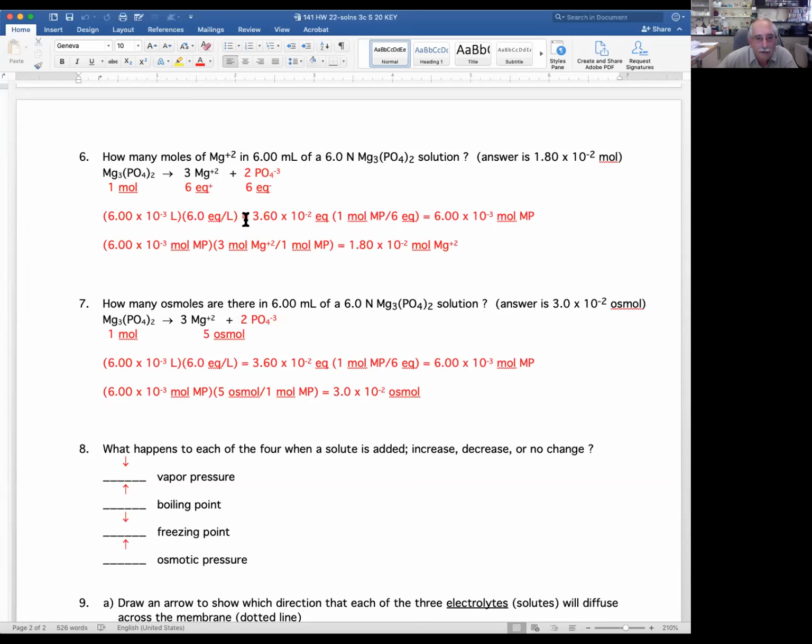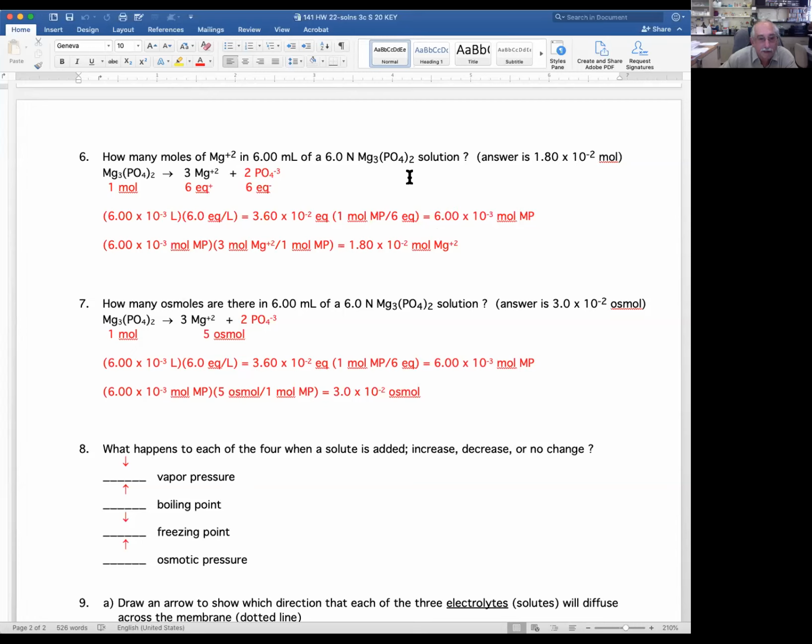So that means I got that many equivalents. Okay, now what are they asking for? Well, they're asking for moles of that. So 1 mole of magnesium phosphate has 6 equivalents, so there's the number of moles for magnesium phosphate. So now they want not moles of magnesium phosphate, but they want moles of magnesium.